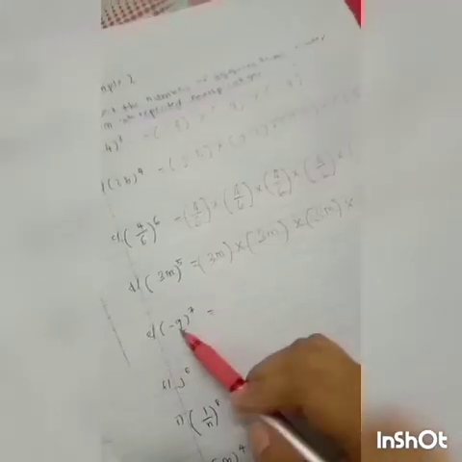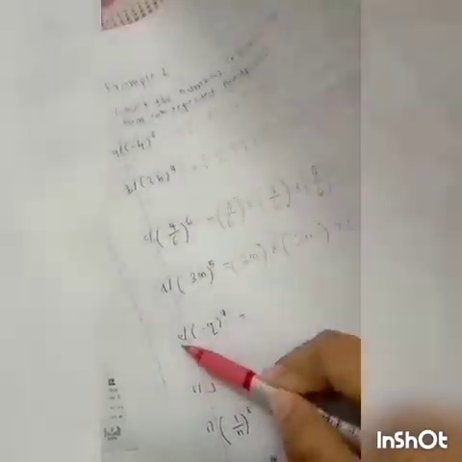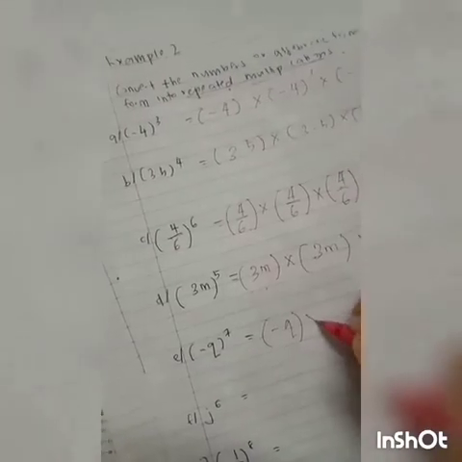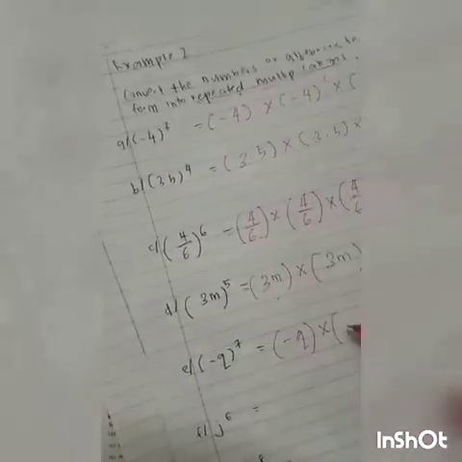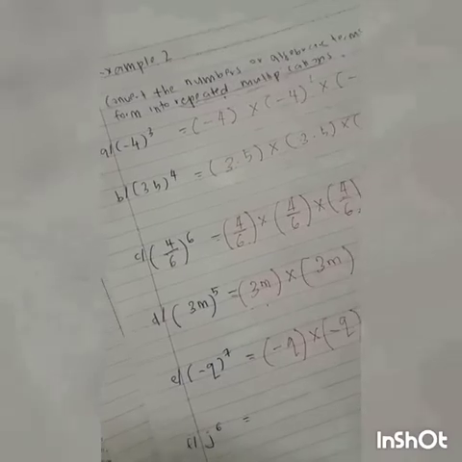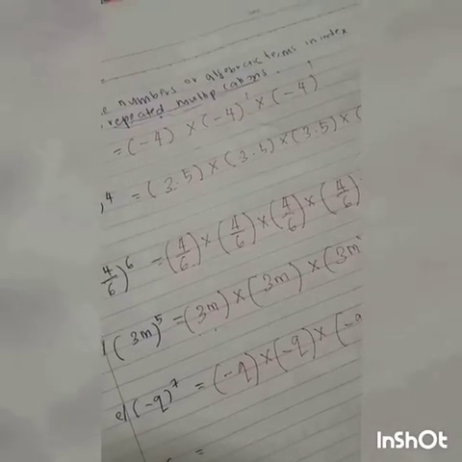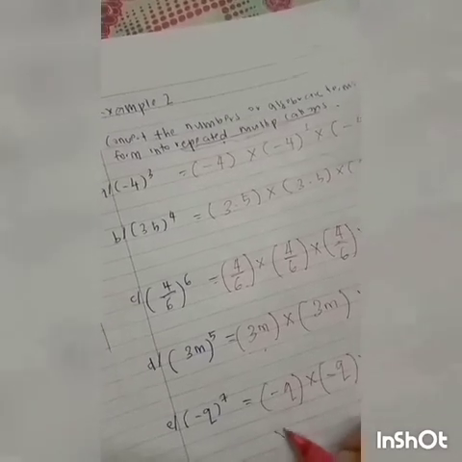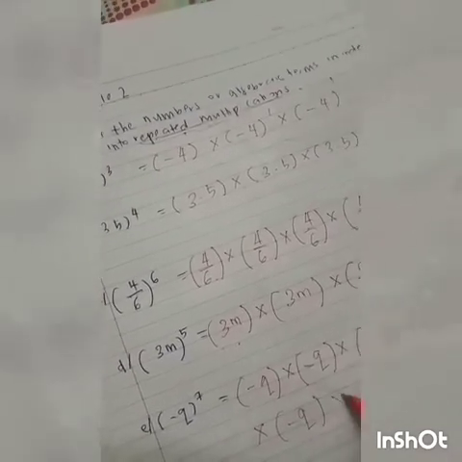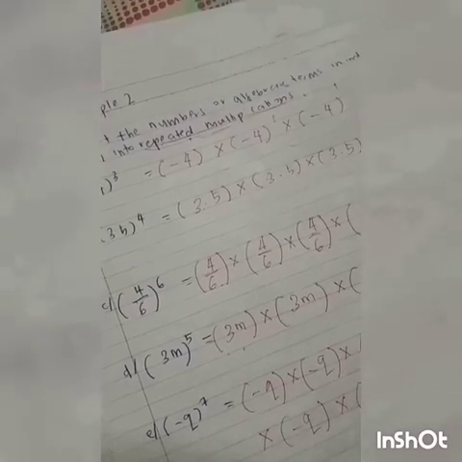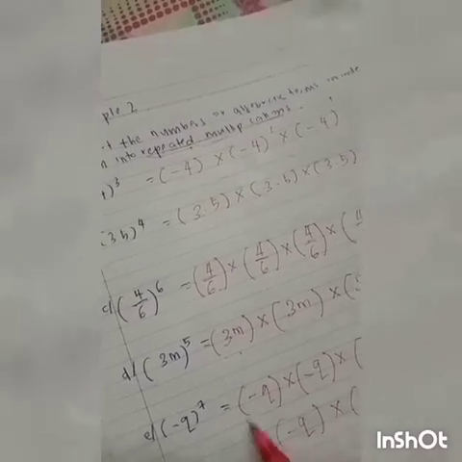And then for question E, bracket negative q multiply bracket negative q multiply bracket negative q multiply bracket negative q multiply bracket negative q multiply bracket negative q multiply bracket negative q. So 1, 2, 3, 4, 5, 6, 7. So this is the answer for example E.